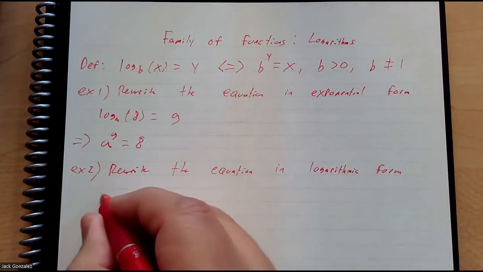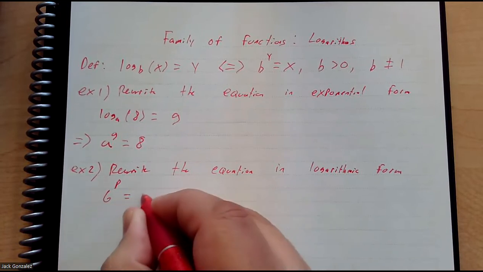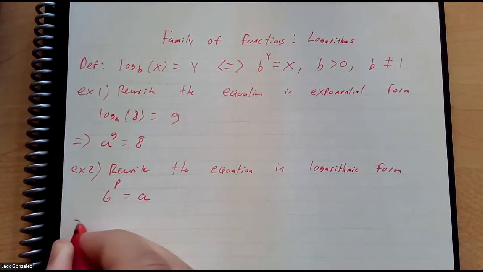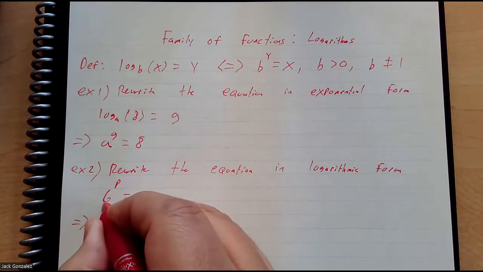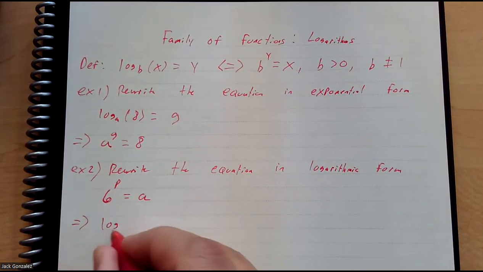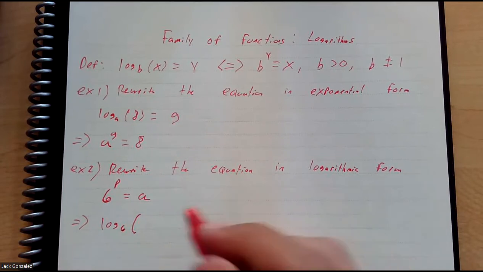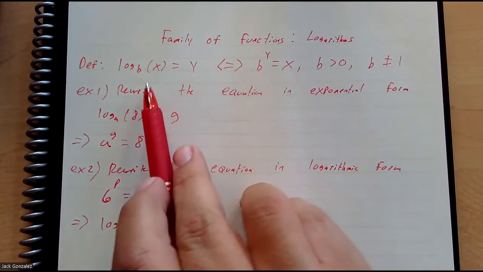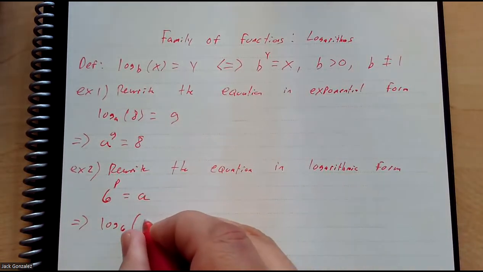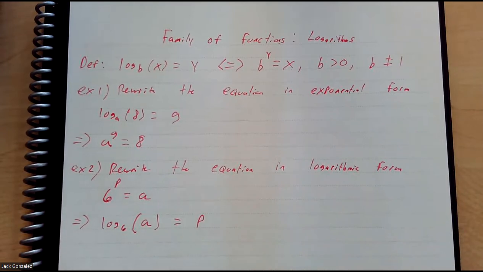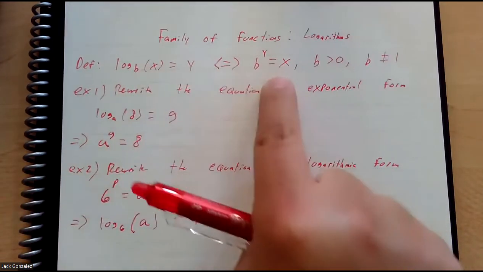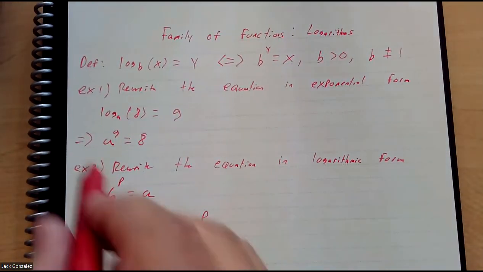All right. So 6 to the p equal to a. All right. So the base is 6. So it'll be log base 6 of whatever this is equal to, right? This is the argument. So a equal to the power, p. So I'm just matching these up. That's it. Any questions on 1 and 2?